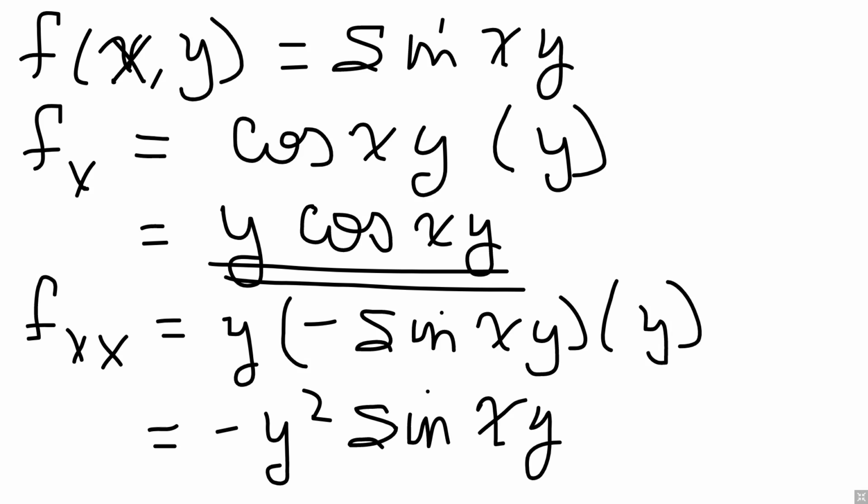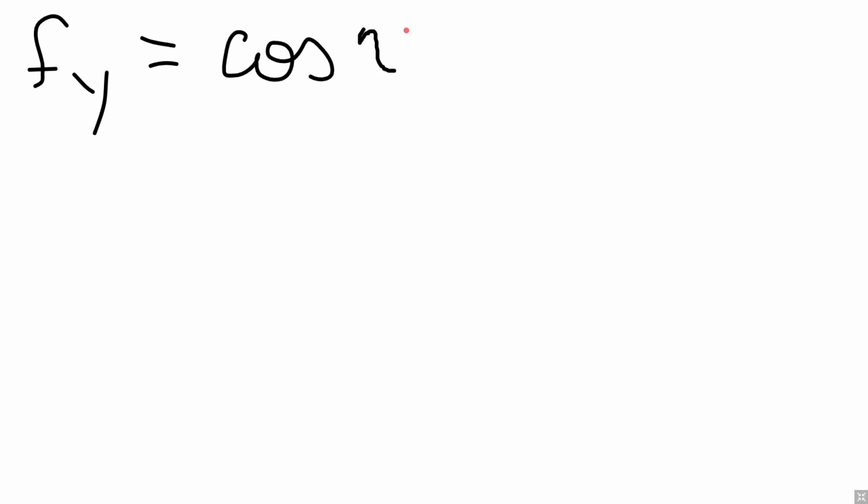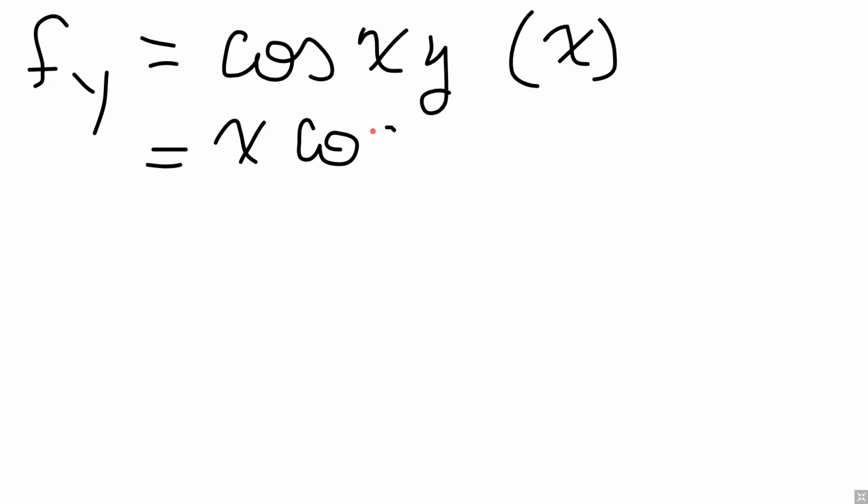Okay, so we're still not done with the derivatives. I need to go back to the beginning. So now we're going to do our partial with respect to y. The derivative of sine is still going to be cosine. Keep the angle xy times the derivative of the angle with respect to y. It's just going to be what? X. So we're going to have x times the cosine of xy.